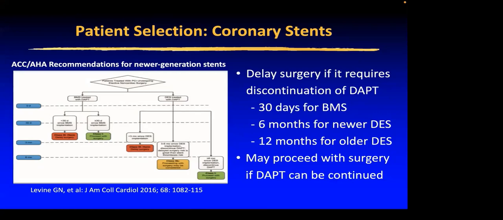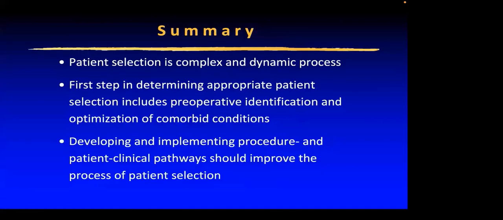In summary, patient selection is a complex and dynamic process. The first step in determining appropriate patient selection includes preoperative identification and optimization of comorbid conditions. More importantly, it is best to develop and implement procedure- and patient-specific clinical pathways, and this would improve the overall process of patient selection.